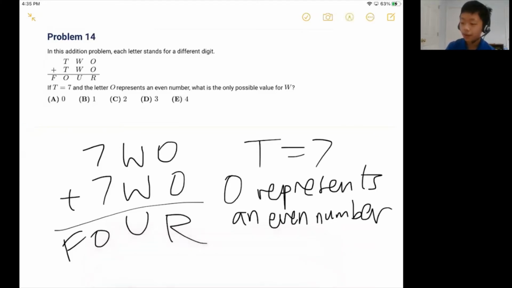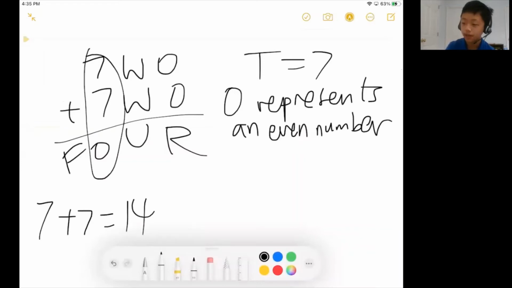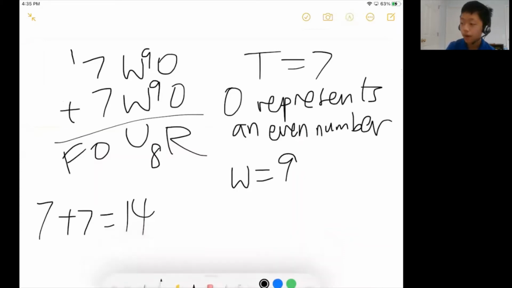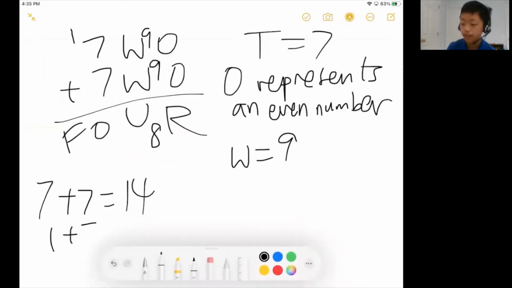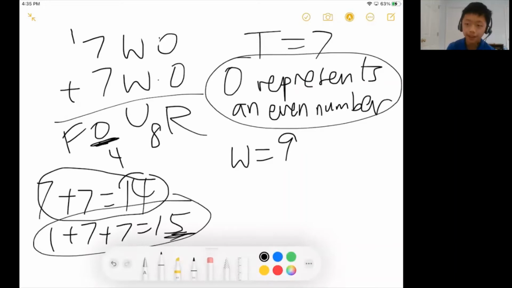So notice that when you do 7 plus 7, we know 7 plus 7 is equal to 14, right? But there's also a chance we might have to carry. Maybe if W is 9, we have 9 plus 9, that would give us 8, and then we carry the 1. So the other possibility would be 1 plus 7 plus 7, that gives 15. But there's only one possibility: we have to have 7 plus 7 equals 14 and O equals 4, because the question told us O represents an even number. In the second case, O would be 5, and 5 is not an even number. So we have to have O equals 4.